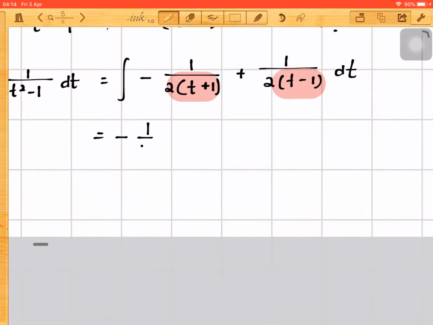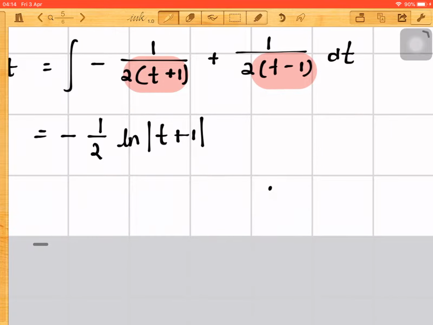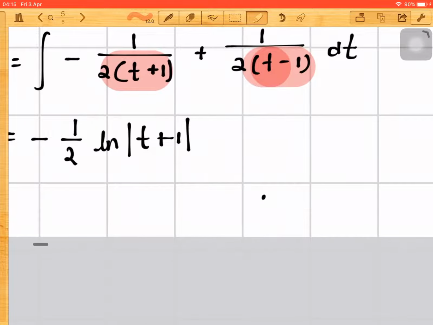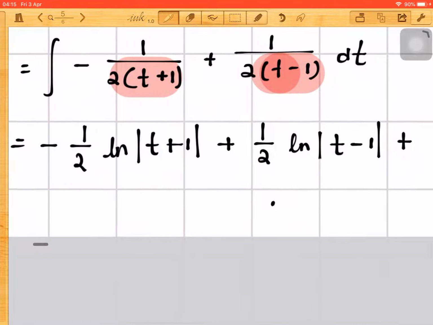It's negative 1 over 2, and then you get ln of t plus 1. Actually this is over 1, but because it's over 1, I didn't write it. But please be careful, if you differentiate the middle part here and you don't get 1, then you have to write it down. So plus 1 over 2 ln of t minus 1 plus c.